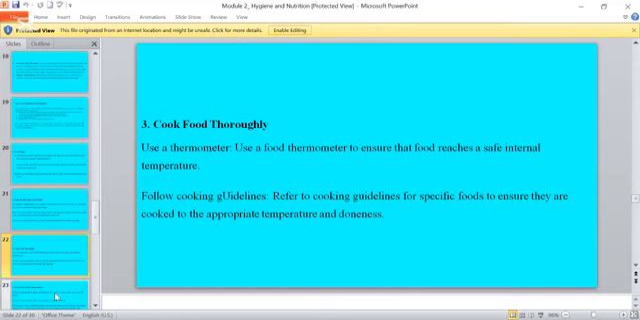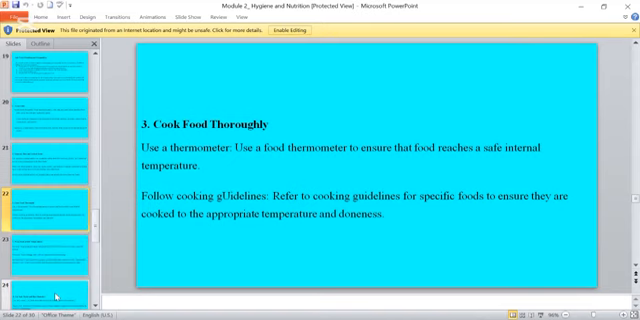Another point is to cook food thoroughly. Use a food thermometer to ensure that food reaches a safe internal temperature, and then follow cooking guidelines. Refer to cooking guidelines for specific foods to ensure they are cooked to the appropriate temperature and doneness.